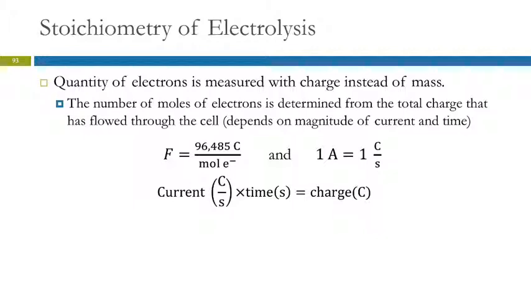So we've got the Faraday constant, 96,485 coulombs of charge per mole of electrons. And an amp is 1 coulomb per second. Current is coulombs per second. So the current times the time will give us the amount of charge. So how many amps times the time will tell us how many electrons have gone through.